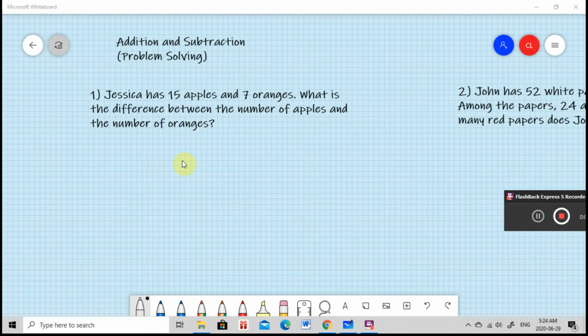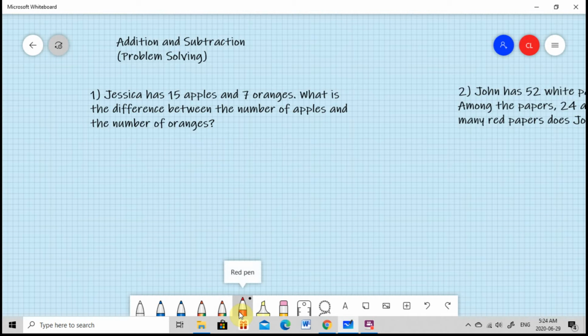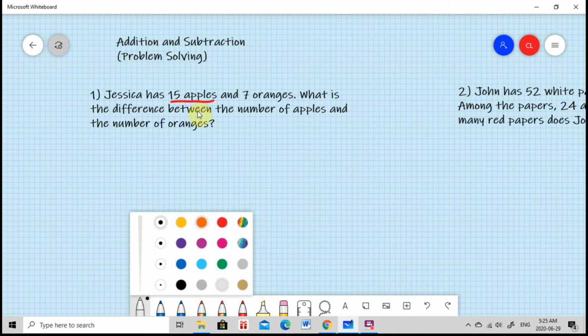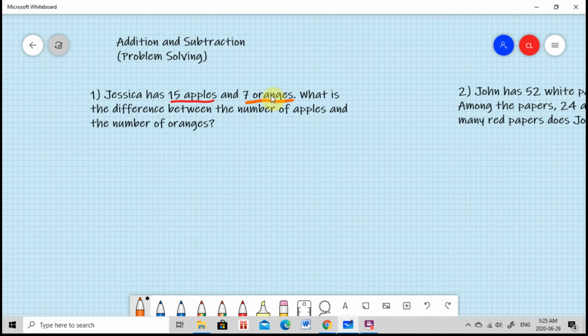So first of all, we need to identify how many apples we have, right? We have 15 apples, right? 15 apples. And then we have 7 oranges, right? 7 oranges. What is the difference, right? So the key word is difference, right?